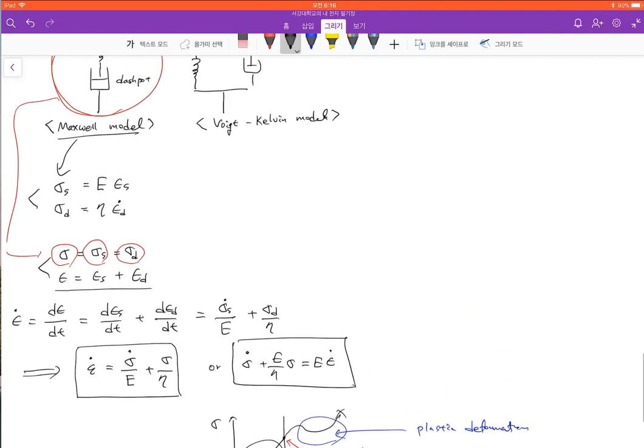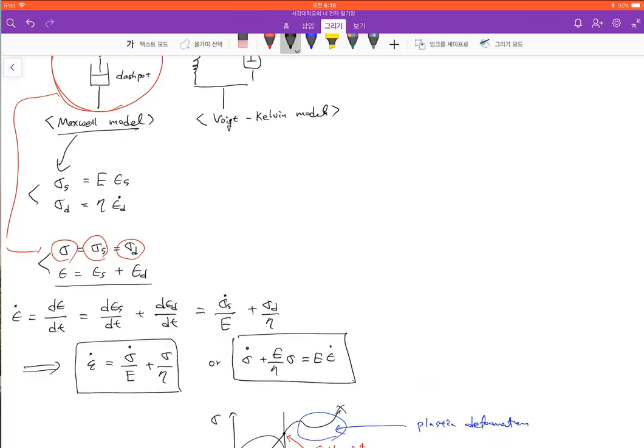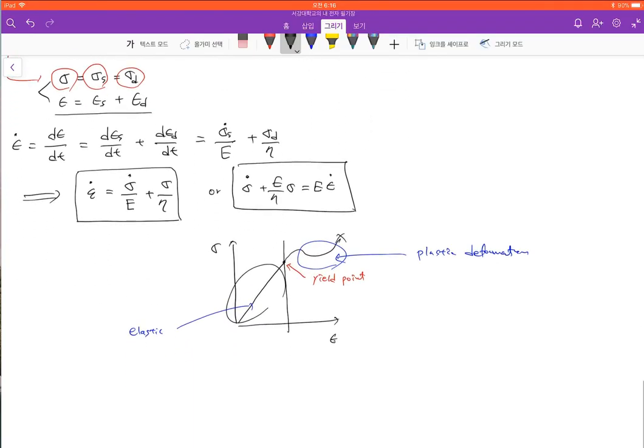So we have seen the simple derivation of the Maxwell model. You can also check the Voigt-Kelvin model in the textbook, so you can compare the difference between the Maxwell and Voigt-Kelvin models.